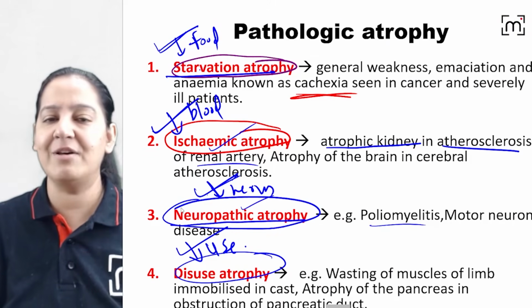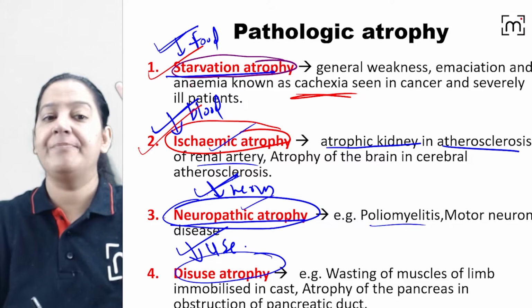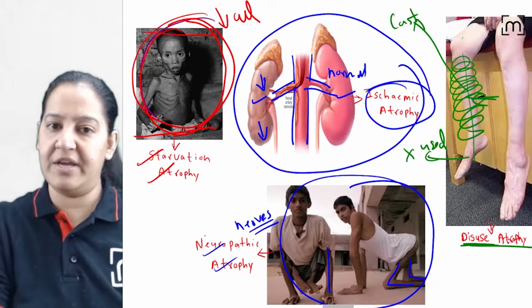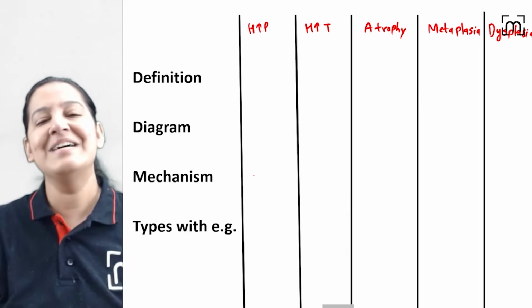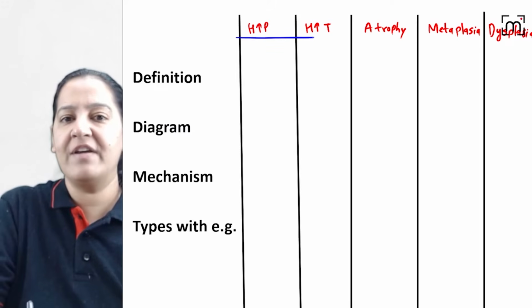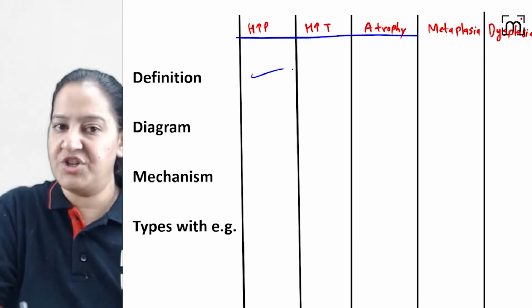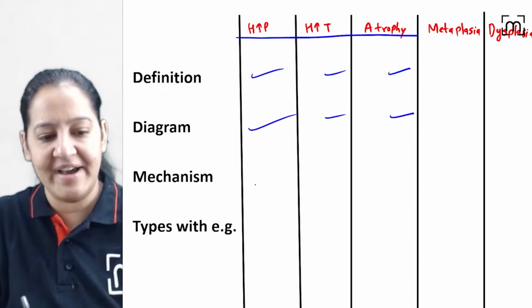So what are the types of atrophy? The starvation atrophy, cachexia, ischemic atrophy, neuropathic atrophy, disuse atrophy, you have seen the diagrams, endocrine atrophy, pressure atrophy, and idiopathic. So these are the examples of pathological atrophy. You got my point? So till now we have completed the 3. You know the definition of all 3. You know the diagrams of all 3. You know the mechanisms.